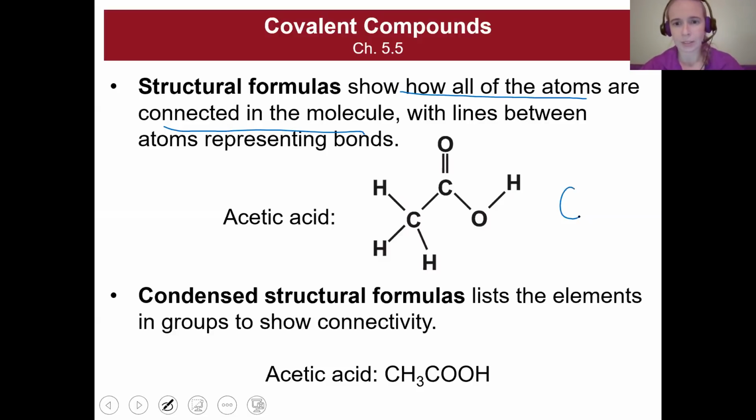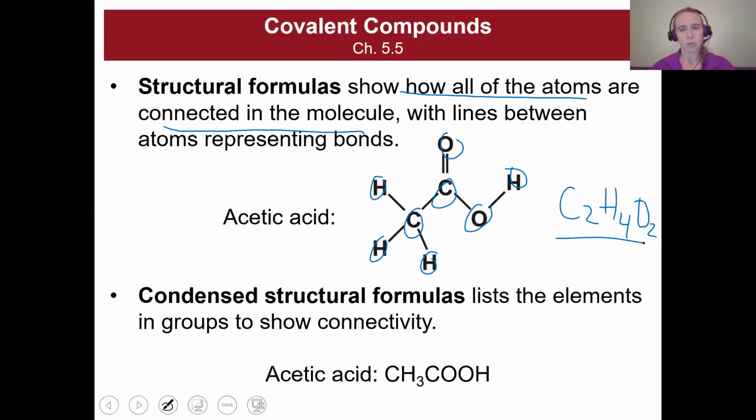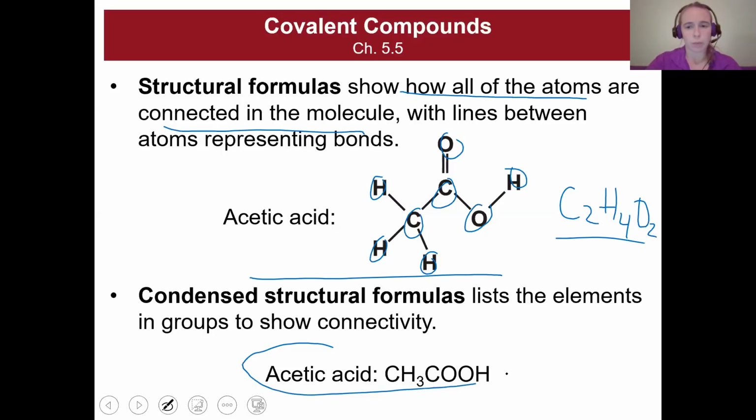Whereas if we had C2H4O2, there's 1 carbon, 2 carbons, then 4 hydrogens, and 2 oxygens. So if we just wrote it out like this with our molecular formula, you wouldn't really have any idea which atoms are bonded to which. So a structural formula looks like this, but the more common way that you'll see a structural formula is in a condensed structural formula, which is still kind of written like a molecular formula, but it lists the elements in different groups to show the connectivity.